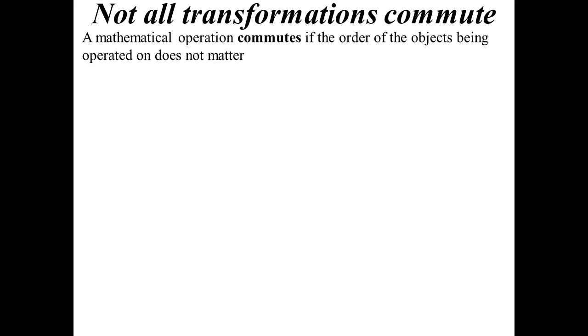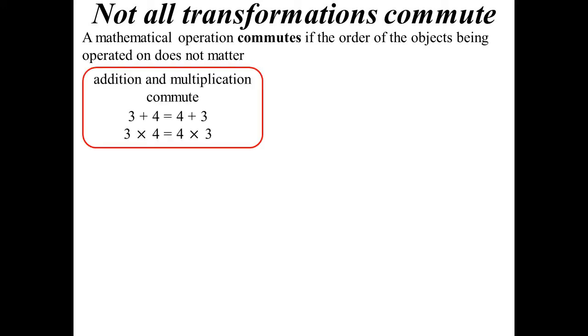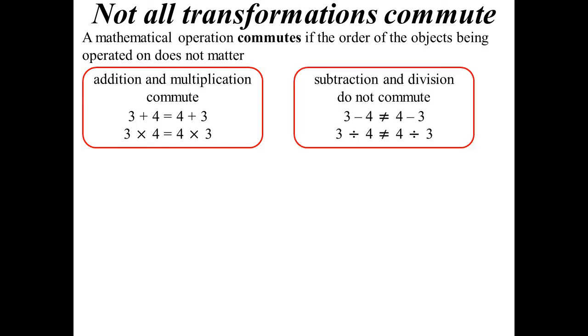This bit I was talking about yesterday. Okay? Reflect before you translate. Okay? So not all transformations commute, can move around. Now, what is commuting with mathematical operations? A mathematical operation commutes if the order of the objects being operated on does not matter. Now, we've seen that in things like addition and multiplication. That does commute, because 3 times 4 is the same as 4 times 3. Whereas division and subtraction don't commute. 3 divided by 4 is not the same as 4 divided by 3. Okay, so some operations do, some operations don't.